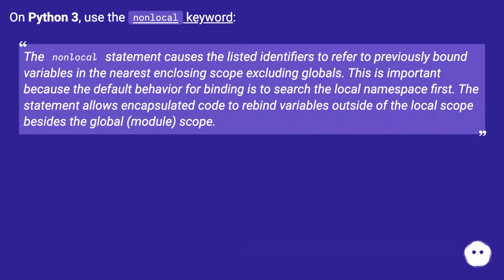On Python 3, use the nonlocal keyword. The nonlocal statement causes the listed identifiers to refer to previously bound variables in the nearest enclosing scope excluding globals. This is important because the default behavior for binding is to search the local namespace first. The statement allows encapsulated code to rebind variables outside of the local scope besides the global module scope.